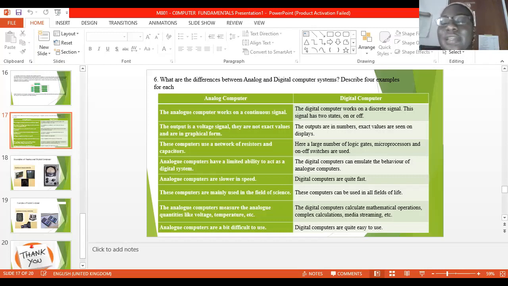Then the sixth question was, what are the differences between analog and digital systems? And we're to state examples to illustrate that. For analog computers, it works on a continuous signal, while digital works on discrete signals. Analog is kind of slow in terms of speed, while digital is very fast. It's a bit difficult to use analog, while it's seamless and easy for a digital computer.